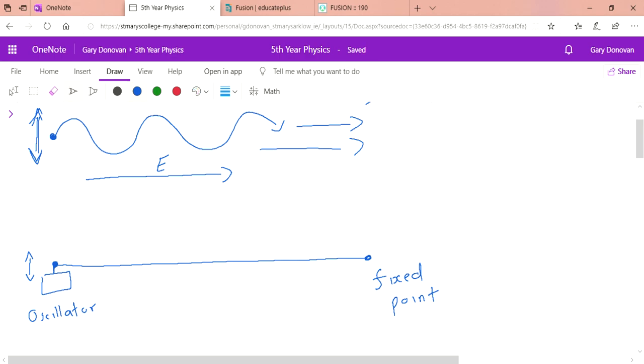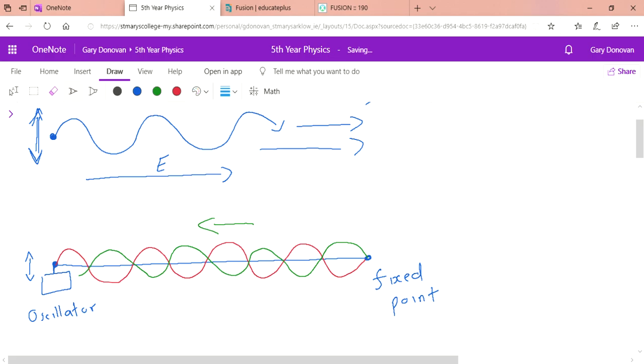What happens in a standing wave is the disturbance happens at this end, and our wave travels down the string. But because we have this fixed point at the end, when the wave hits the fixed point, it reflects. So you end up with another wave which is coming back against the original wave, and this keeps happening. We have one wave travelling to the right, the red wave, and one wave travelling to the left, the green wave.